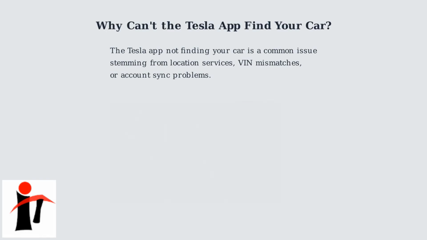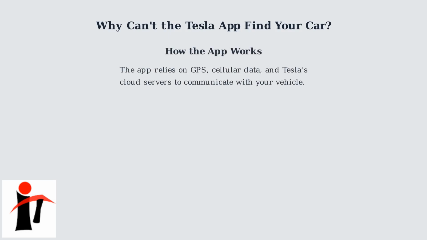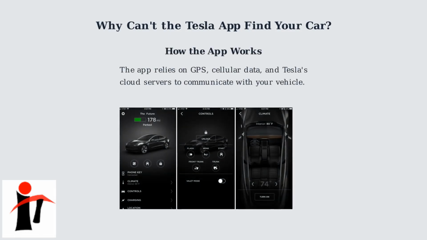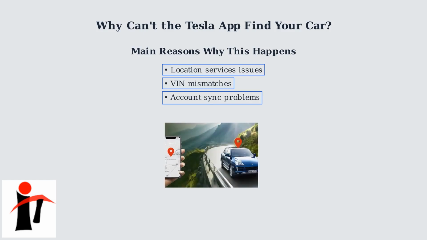The Tesla app not finding your car is a common issue stemming from location services, VIN mismatches, or account sync problems. The app relies on GPS, cellular data, and Tesla's cloud servers to communicate with your vehicle. Understanding these core dependencies is key to troubleshooting. We'll cover the main reasons why this happens and provide quick solutions.